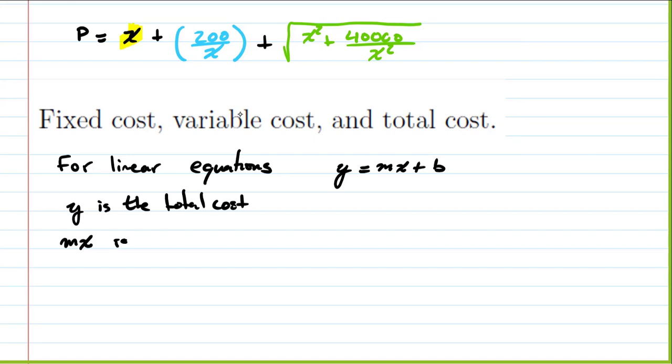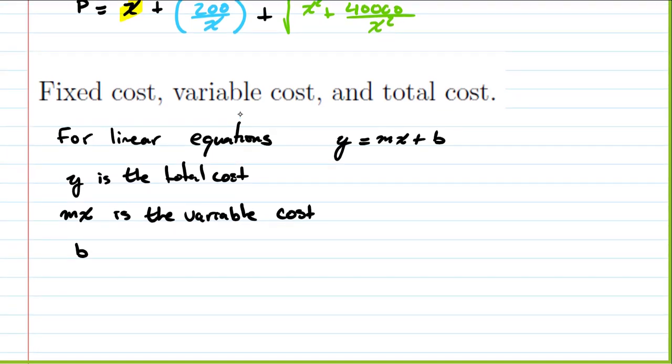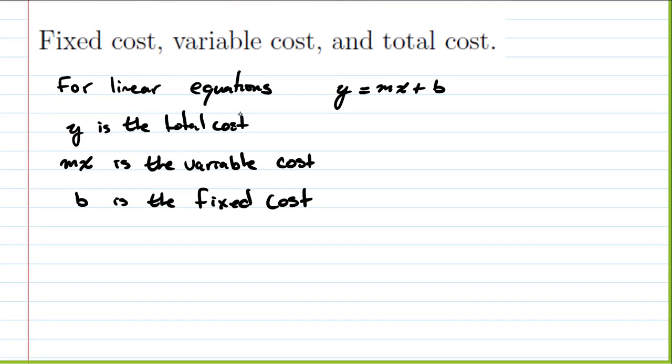Mx is the variable cost. And b is the fixed cost. So in general, we have the equation total cost is equal to the variable cost plus the fixed cost.